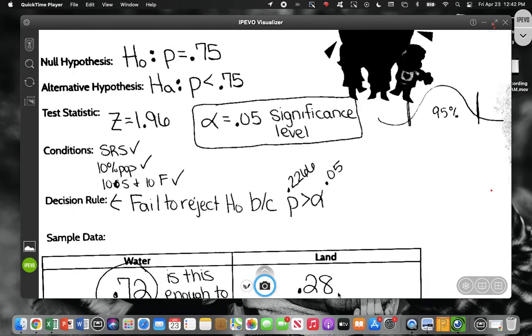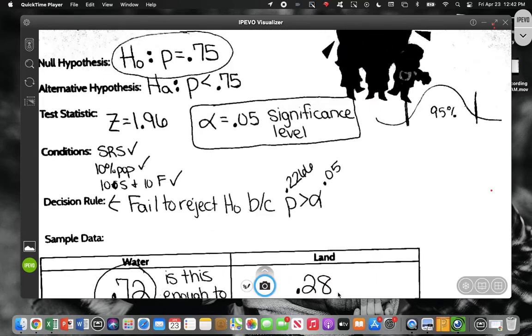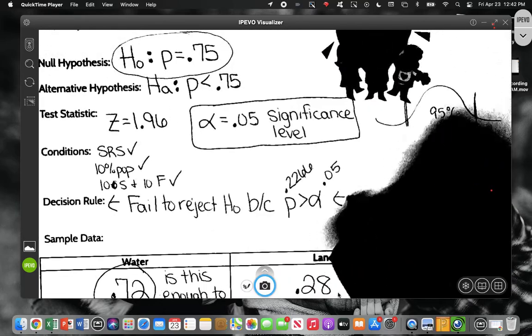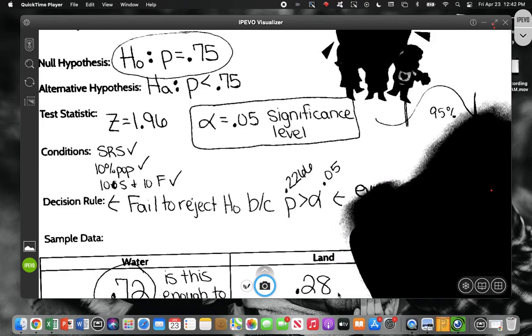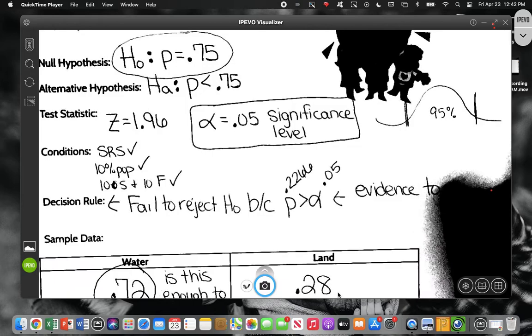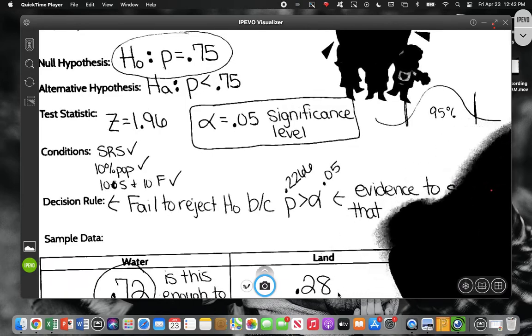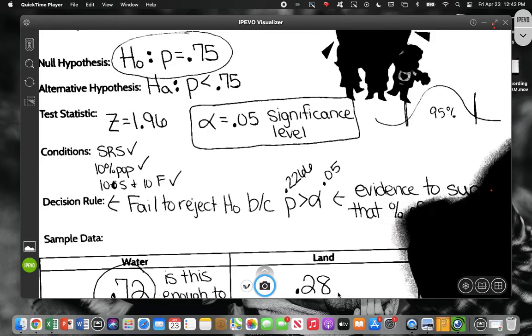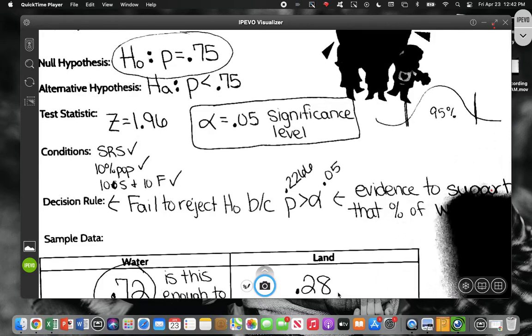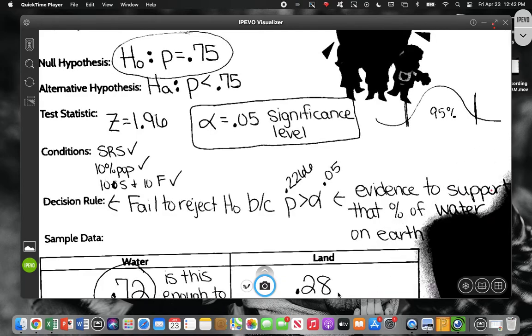So on this one, we assume that 0.72 wasn't low enough. So we would say that there is evidence to support that the percentage of water on earth is 75%?